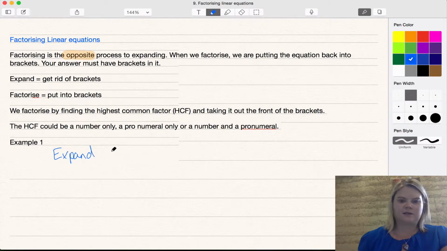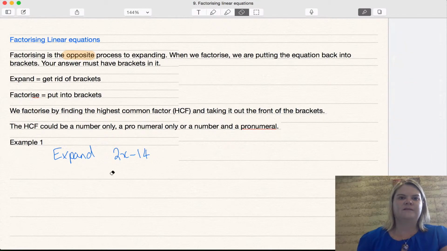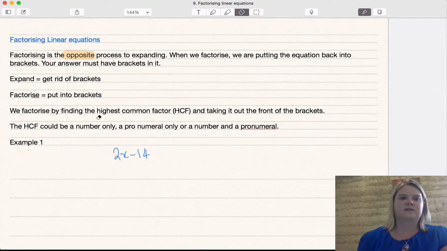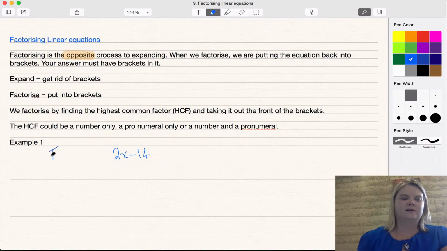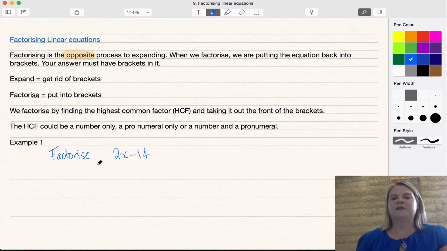Expand 2x minus 14. So you can see there's no brackets in the equation to begin with, and your job when you're not to expand, factorise is what we're doing. Your job when you are asked to factorise is to put it back into brackets. So your answer needs to make sure it has brackets in it. Just jotted that down here for you.